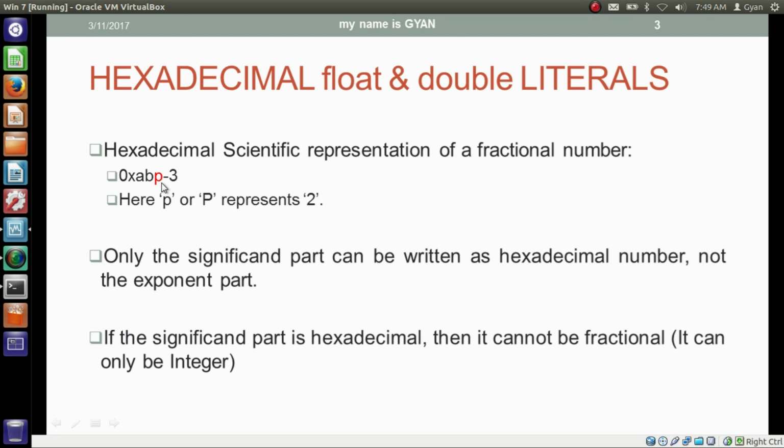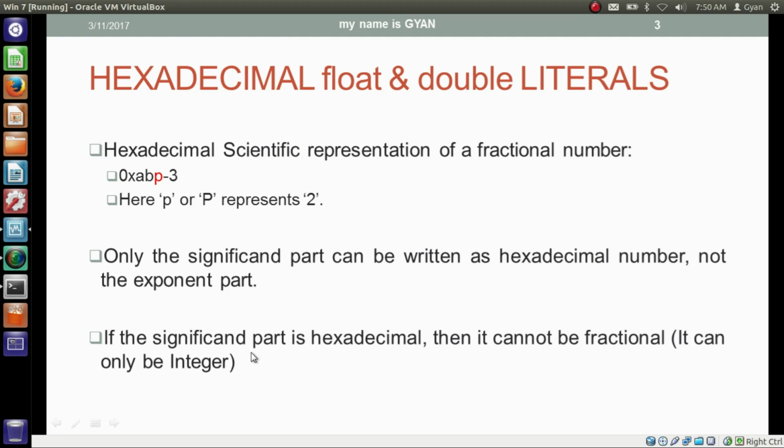If you remember, in the decimal scientific representation of a fractional number, the exponent was represented as small e or capital E, which represents power of 10. Here we are representing the exponent as small p or capital P, which represents power of 2. This power of 2 is called binary power. Only the significant part can be written as hexadecimal number, not the exponent part. That means the number after p cannot be written as hexadecimal.